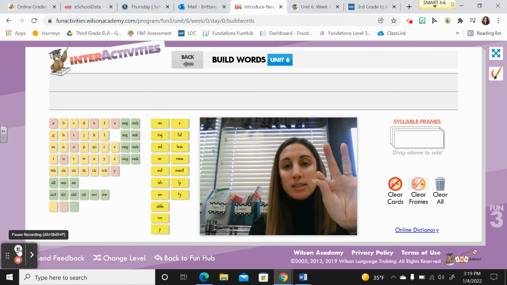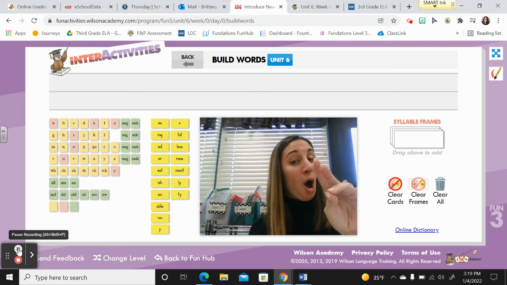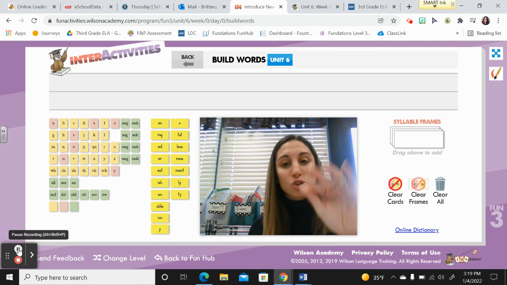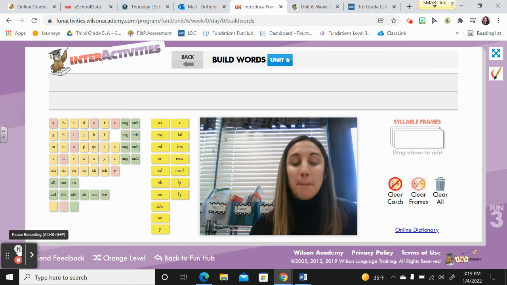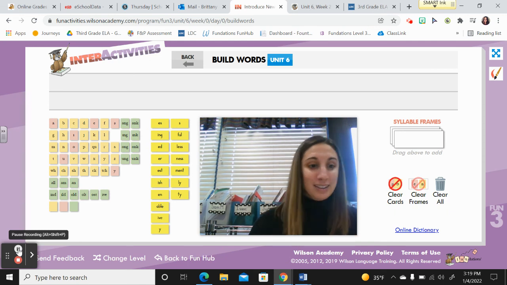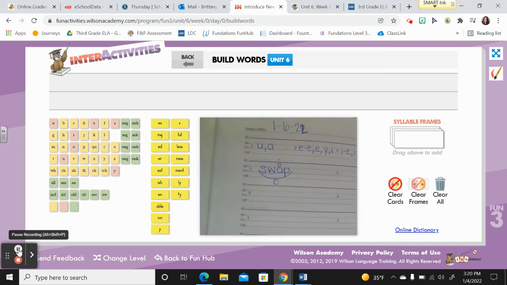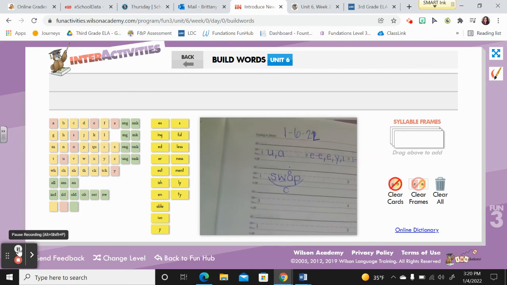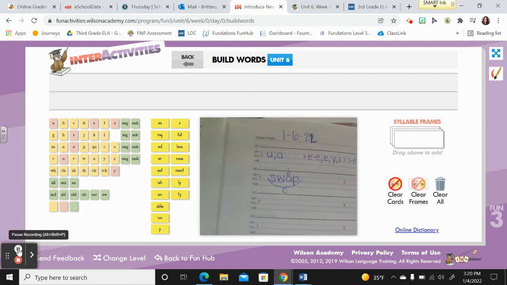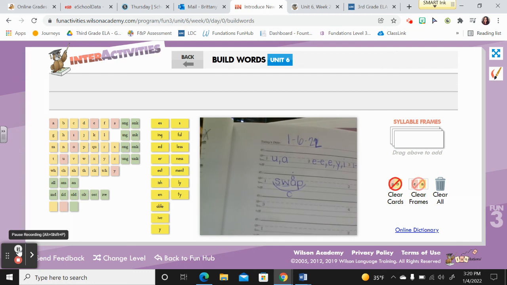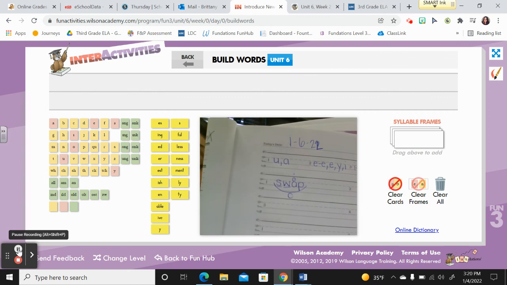Swap. S, W, A, be careful, P. Swap. Spell it, mark it, and then press play. All right, let's see how you did. First of all, did you get it? S-W-A-P? Think of that card, A, wash, ah. After W, the ah sound is oftentimes an A, actually.